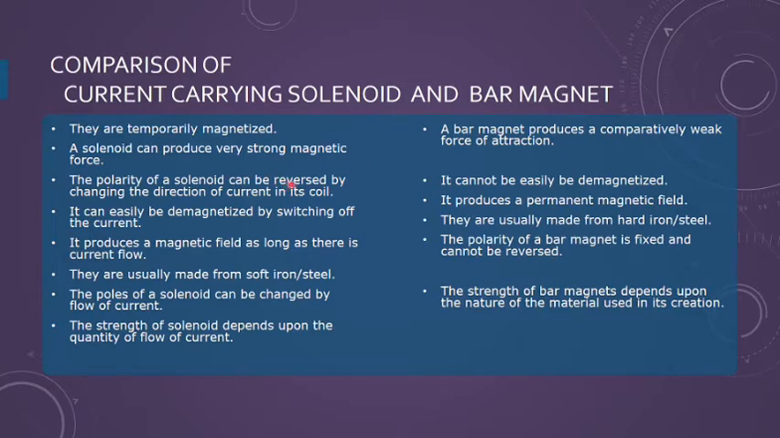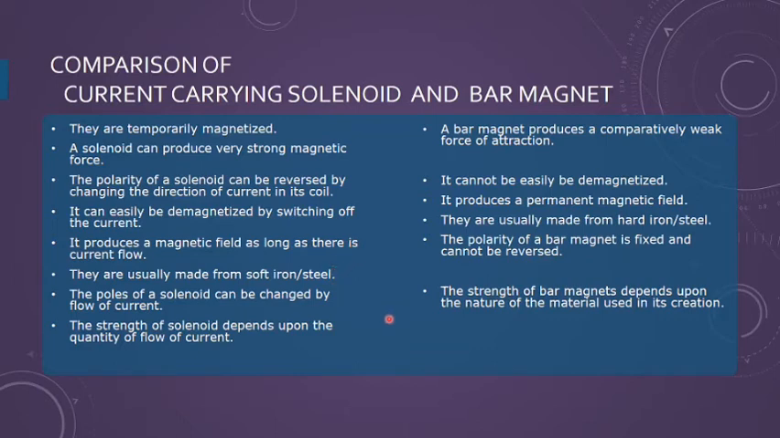Not the same, I am saying similar. So you have to do the comparison. Polarity can be reversed in a solenoid; here, of course, you cannot reverse the polarity. Bar magnets cannot be easily demagnetized, while the solenoid can be demagnetized simply by switching off the current. As soon as the current is there, only then will it behave like a magnet.